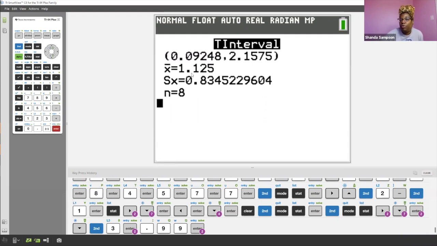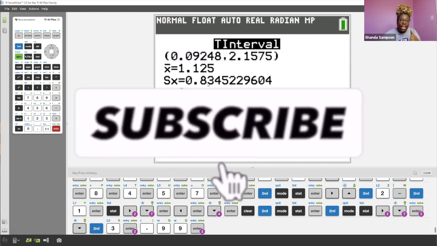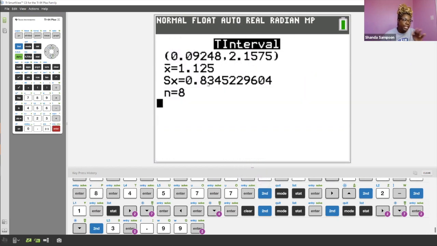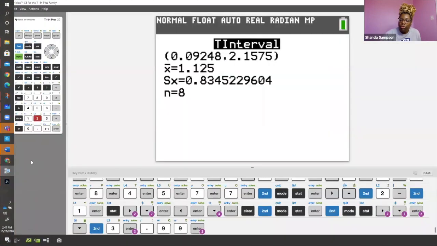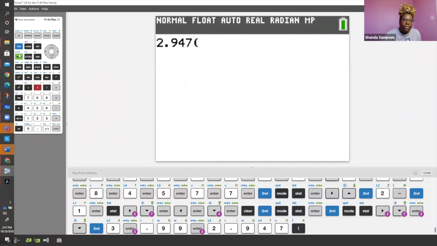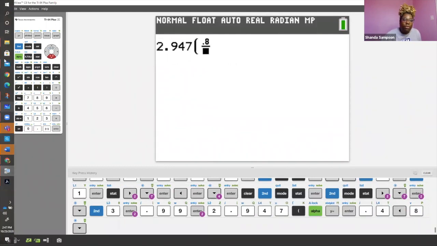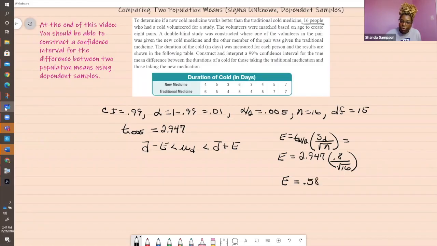So the first thing we need for our error is this standard deviation, which comes here. Now you have to look at your data to know your rounding rule for the standard deviation. We're going to do one more decimal place than is listed in your data. So the standard deviation is going to be 0.8. That's the standard deviation of your difference, all over the square root of 16. So you need to get your E: 2.947 times 0.8 over the square root of 16. That is 0.589400, so you can have all 6 of your places.